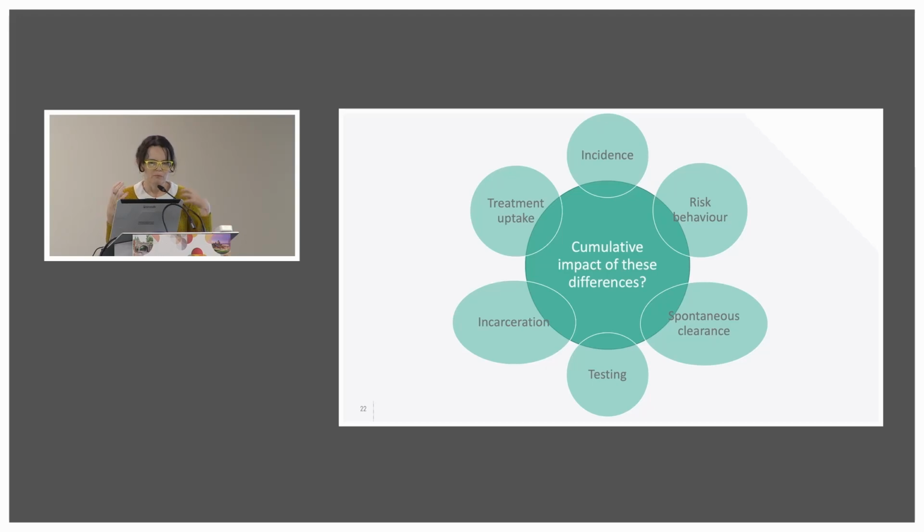So if women have a higher incidence of hepatitis C, but spontaneous clearance of infection is linked to female sex, then maybe these two differences kind of cancel each other out. Incarceration is a risk factor for infection and experienced more so by men than women, but incarceration can also mean access to testing and treatment. So maybe that explains why men have higher treatment uptake. But then why is testing not also higher in men?